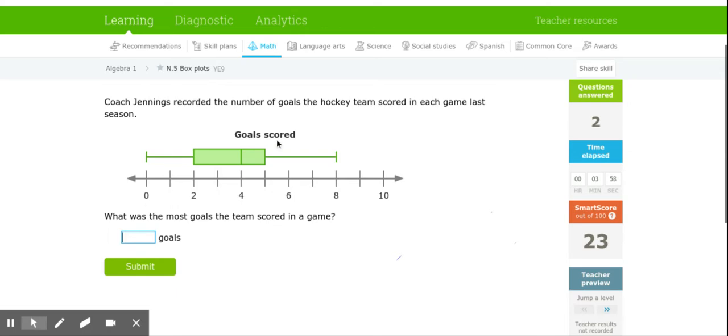Again, this one says what is the most goals. So if they're asking for most goals, they're asking for the highest again. So that's going to be here, which in this case is 8.